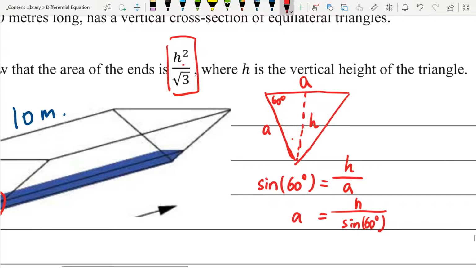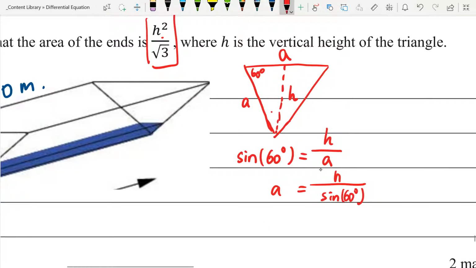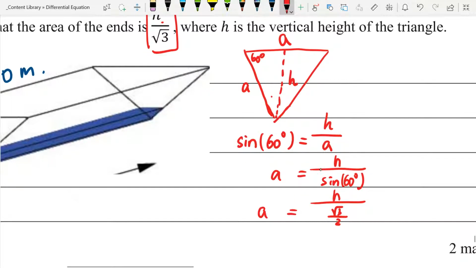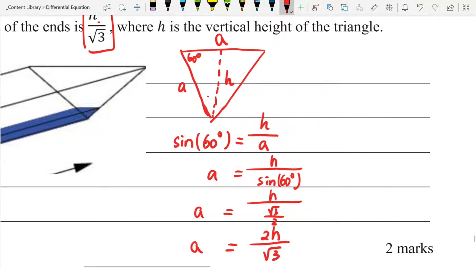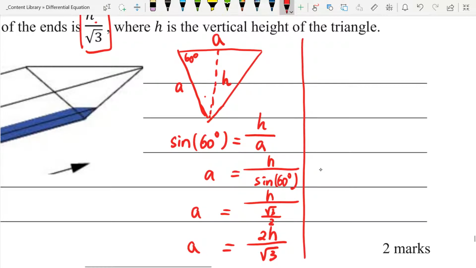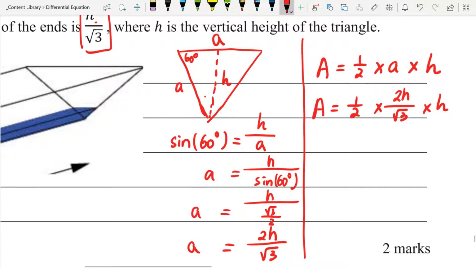Okay, so times A and divide by sine. What we'll have is A equals h over root 3 over 2. And then times 2 on both top and bottom is 2h over root 3 for the base. Then the area equals a half times base times height, which is a half times 2h over root 3 times h, which is the given one, h squared over root 3.